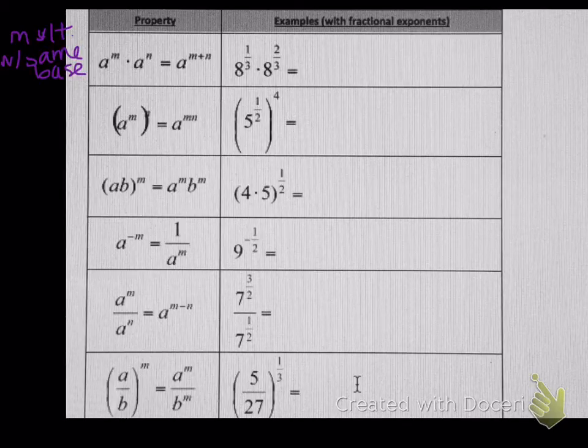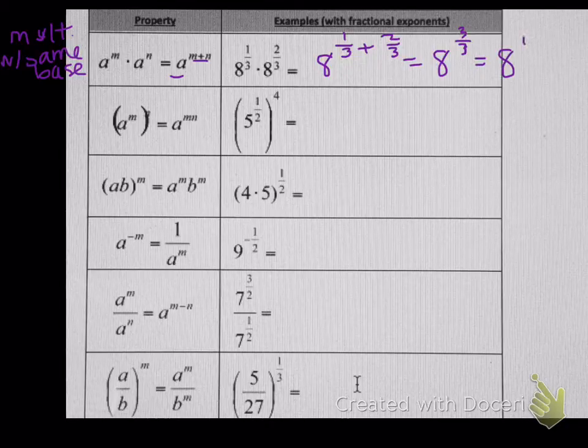And notice in the rule, I'm multiplying. I have a to the m, a to the n, and when I have the same base, I add my exponents. So right here, they add the exponents to keep the base. For an example, I have 8 to the 1/3 times 8 to the 2/3. So I keep the 8, and I'm doing 1/3 plus 2/3. And in order to add fractions, we need common denominators, which we do have. So I would say this is 8 to the 3/3. And I know that can reduce to the first power, so the final answer is just 8.